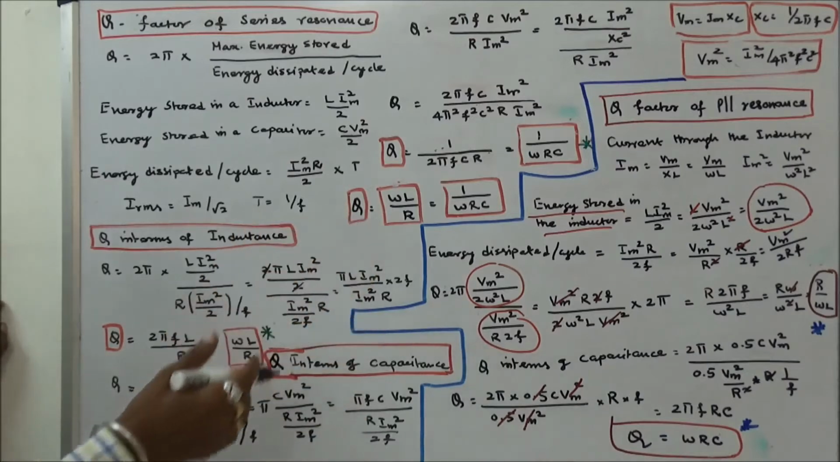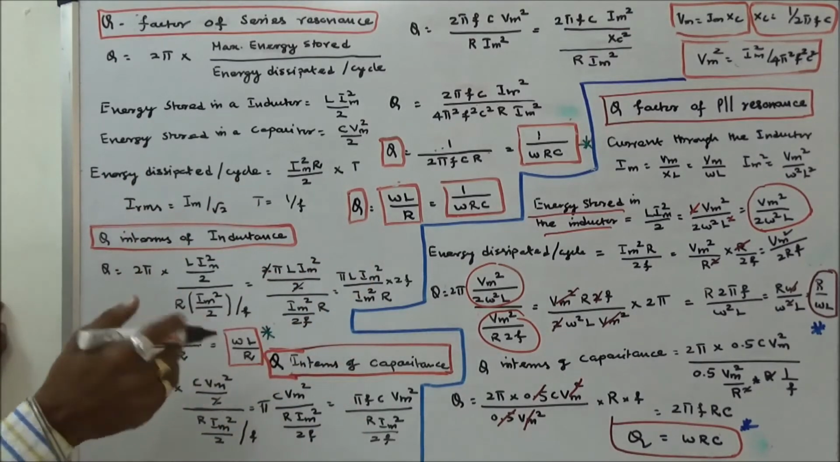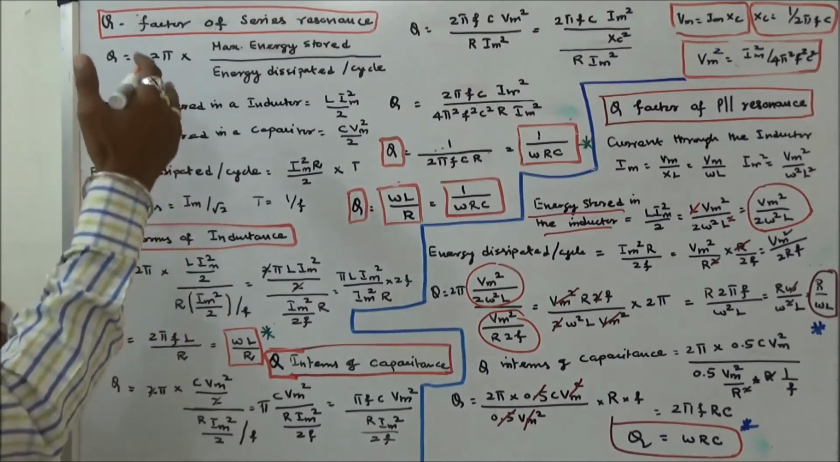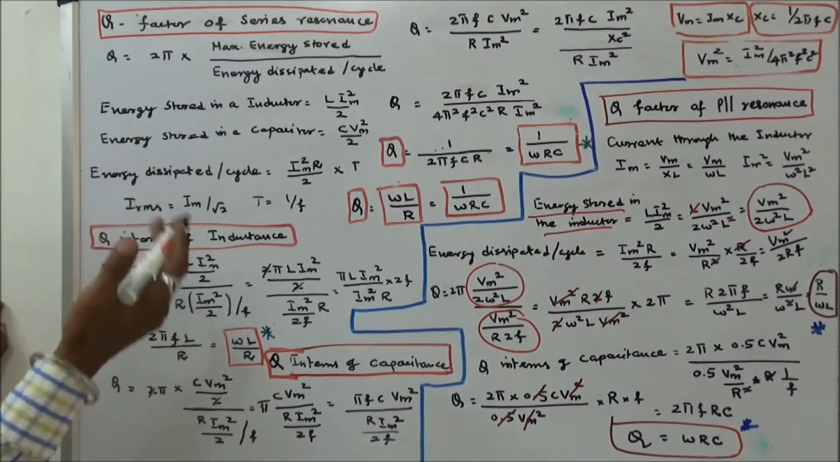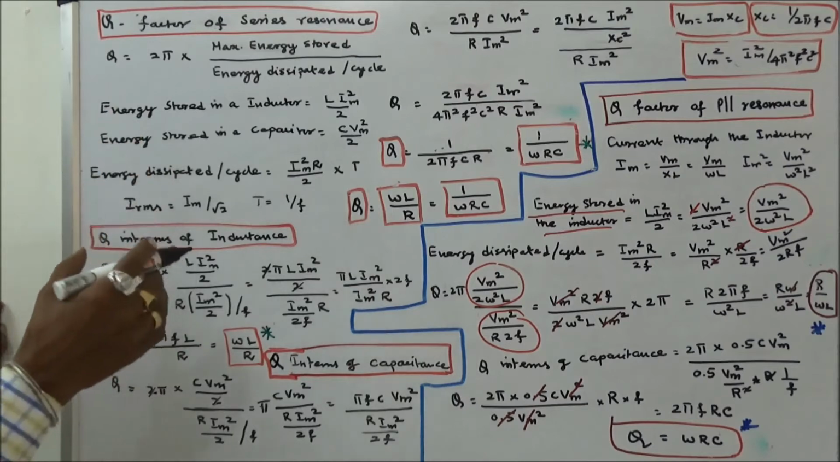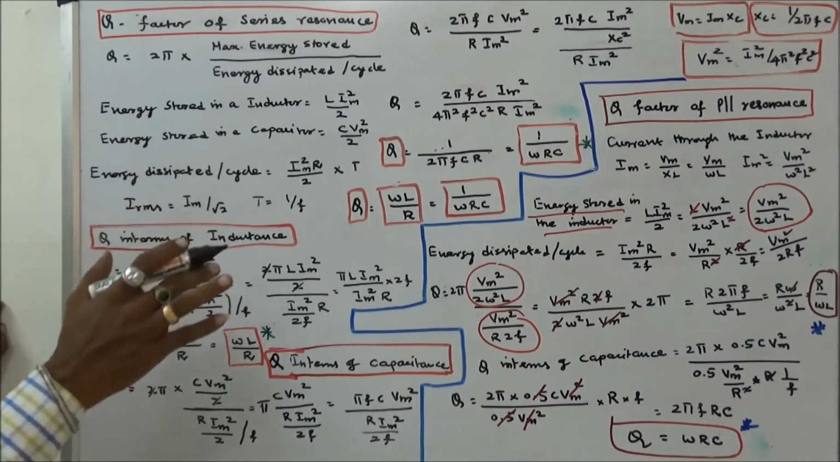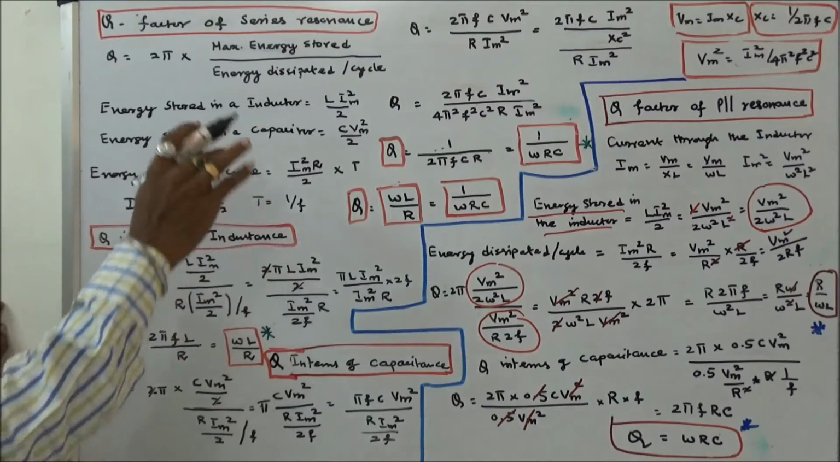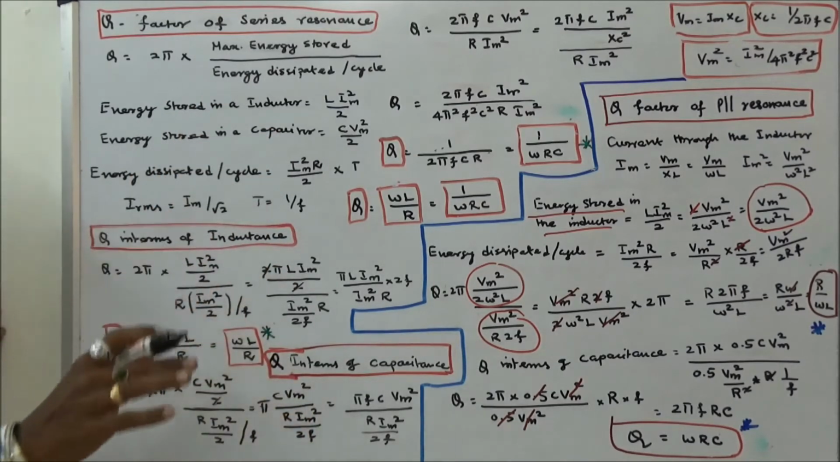In this class we discuss the quality factor of a parallel resonance circuit. Already we derived the quality factor for a series resonance circuit. Quality factor Q is equal to 2 pi into the maximum energy stored in the inductor or capacitor divided by the energy dissipated per cycle. You know it very well.